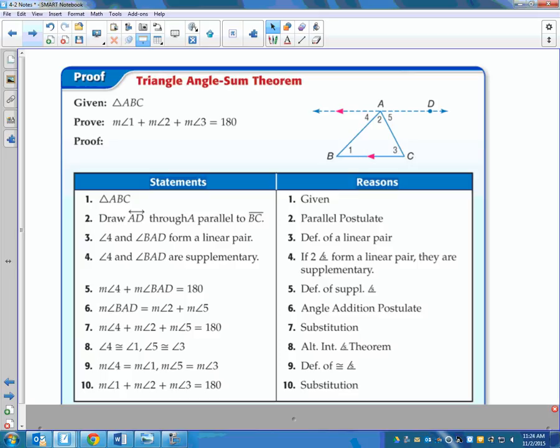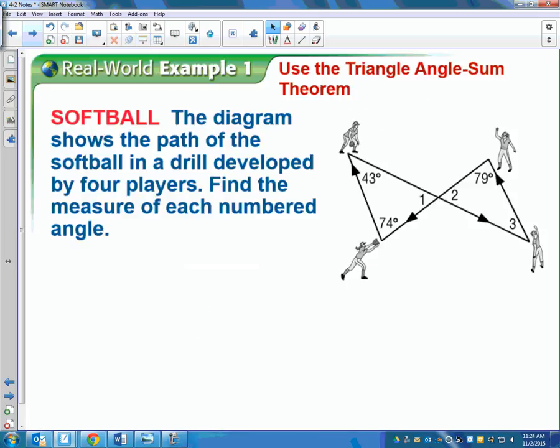But we're proving, how do we know they add up to 180 using parallel lines? Okay? So if you know this, you can do tons of problems now. So look at the next problem. Okay, softball. Woo!